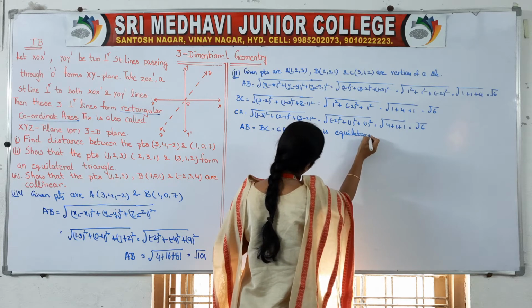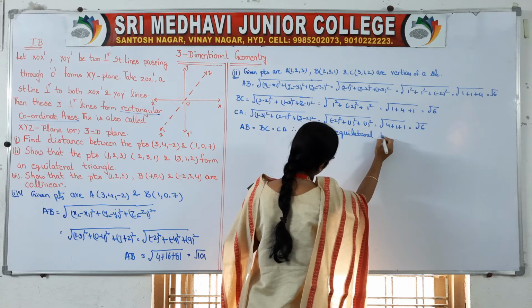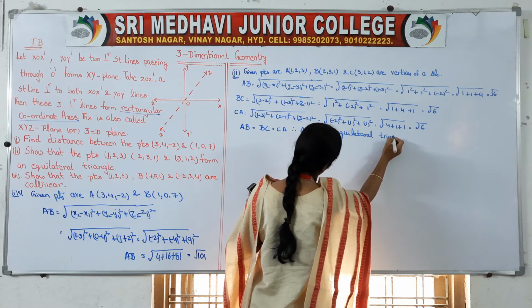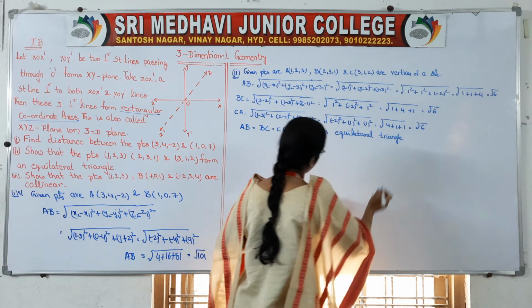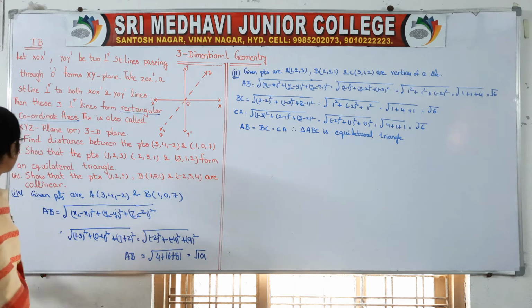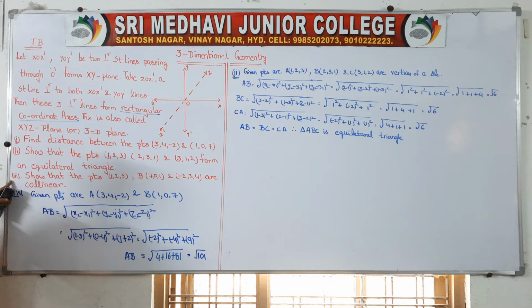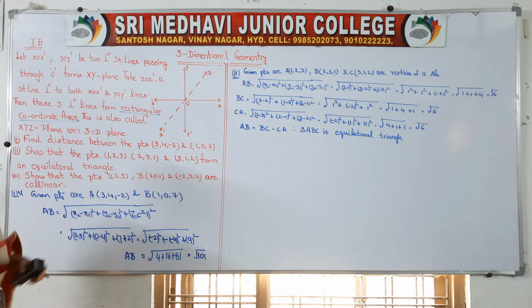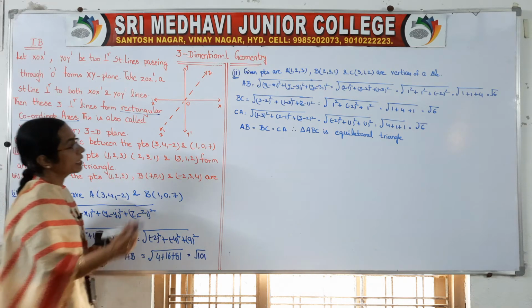Equilateral triangle. Okay, so that is what we have to find. Show that these points form the equilateral triangle. Okay, now come to the third one. Show that these 3 points are collinear.